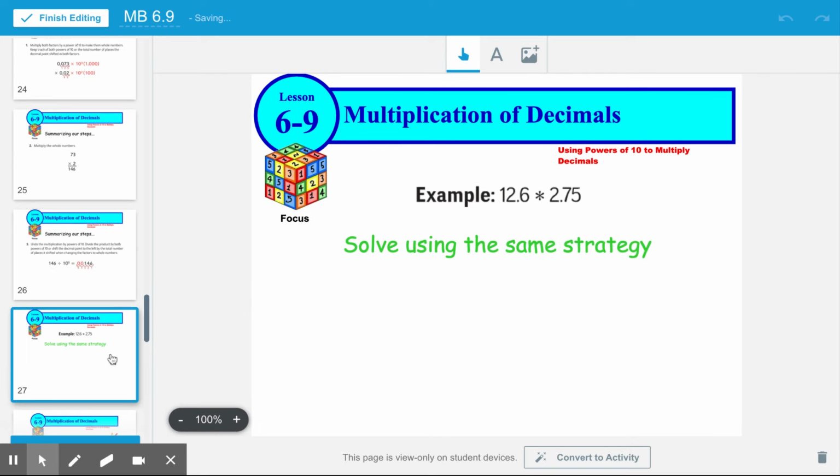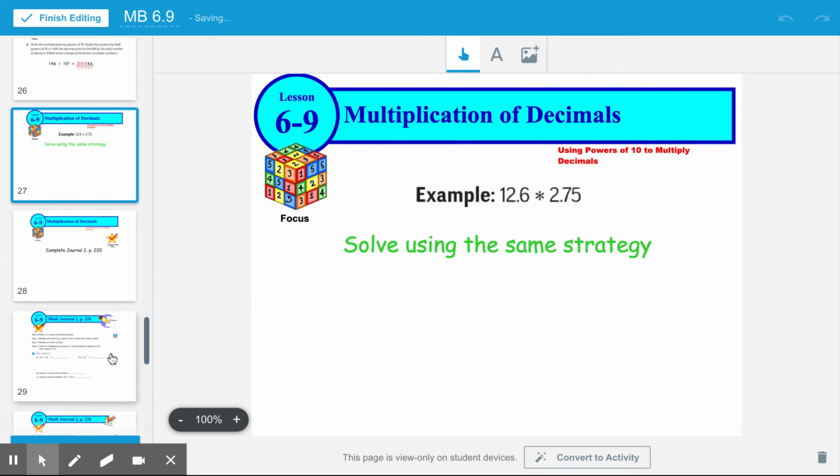So I want you to try this on your own. 12.6 times 2.75. And I want you to use those steps that we talked about earlier in this video. Do an estimate. Change them to whole numbers. And then place your decimal point based on your estimate. You can do that for this one. After you have solved it, you can check with a calculator.